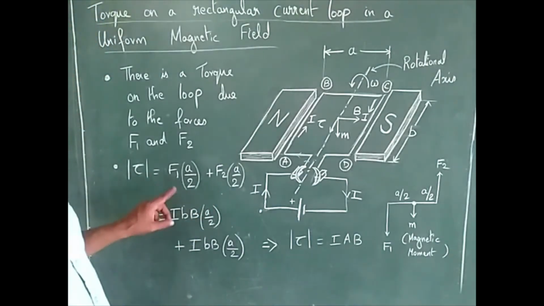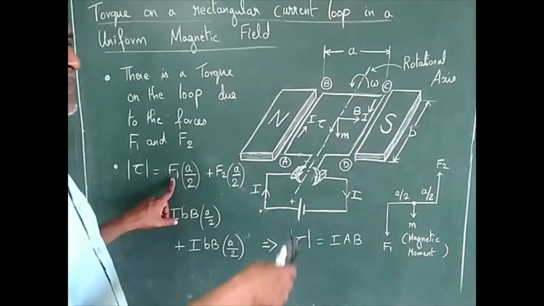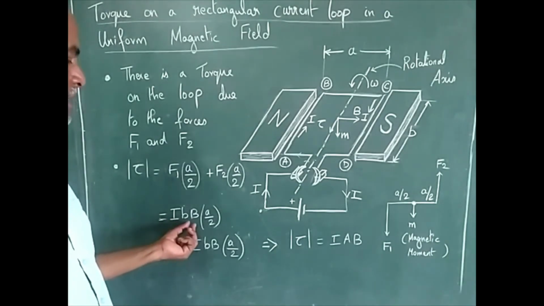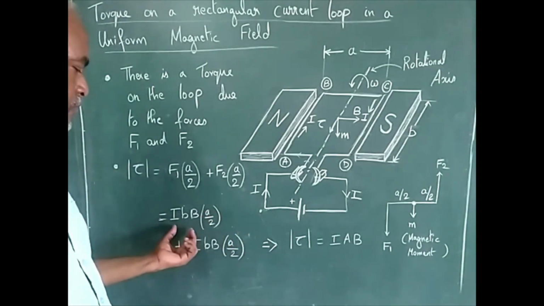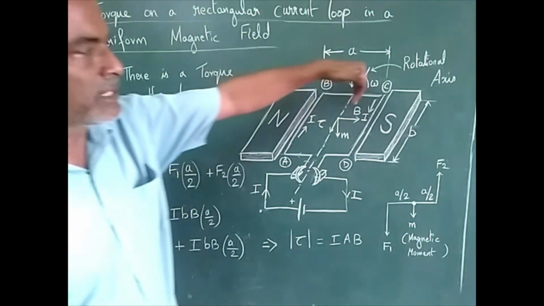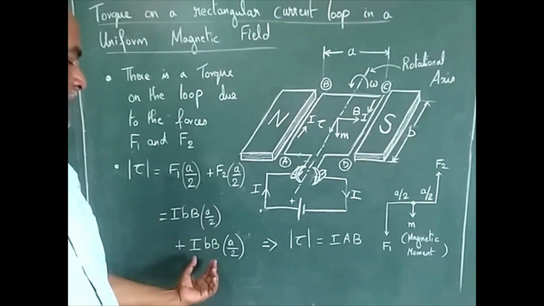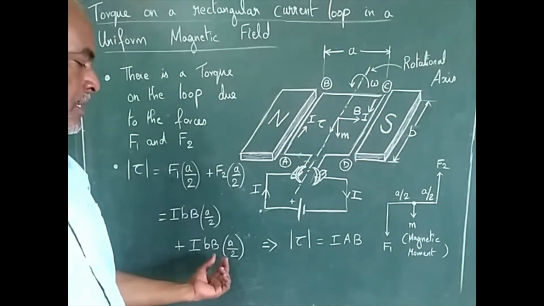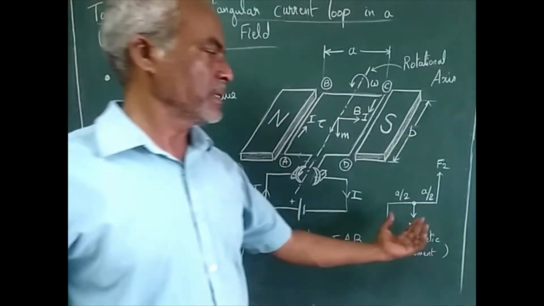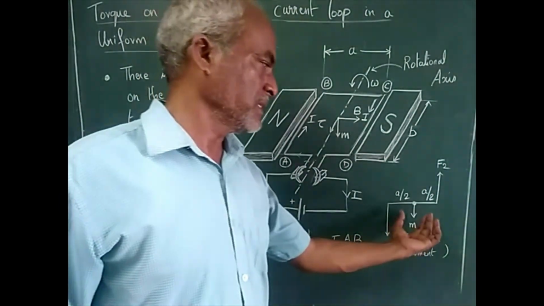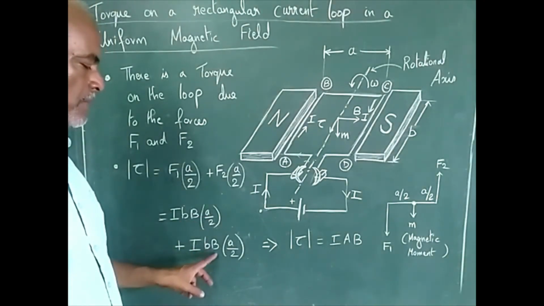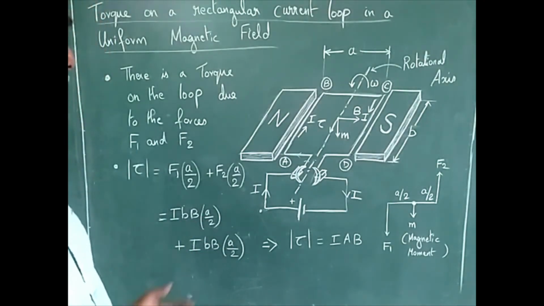But we know that force F1 already, this length, I B into B, current element into magnetic flux density, that we saw just now. So I B into B into A by 2. Similarly for F2 along this path, it is plus I B into B into A by 2. So to remember this, you must remember this diagram. So from this diagram we can write the torque as I B B A by 2, I B B A by 2. So now this will give you what?